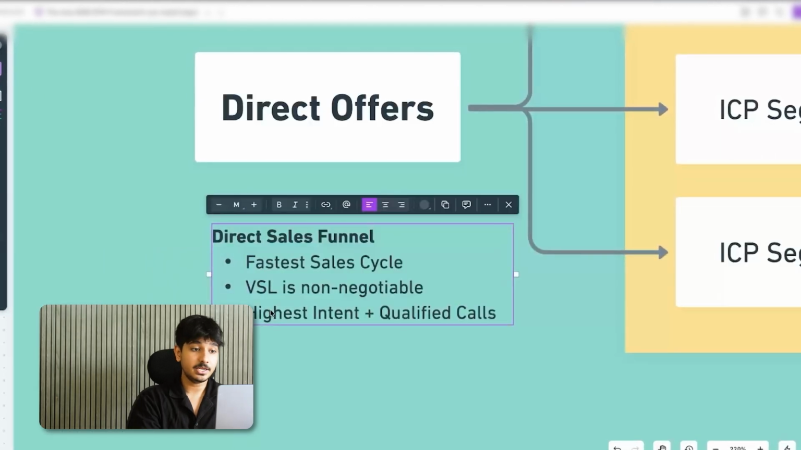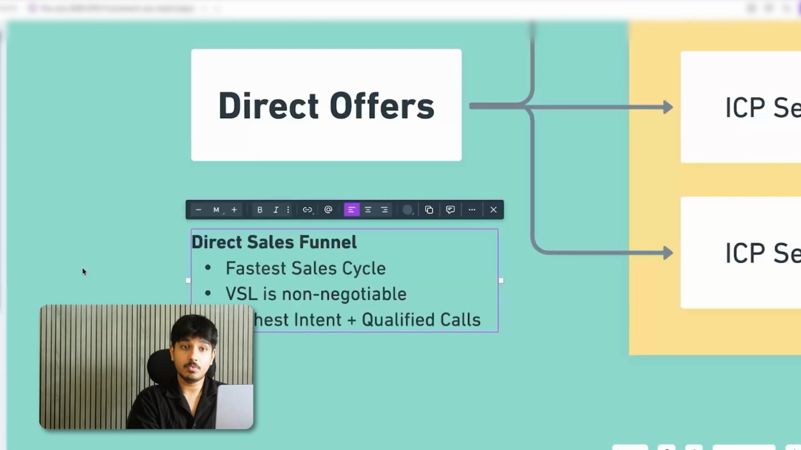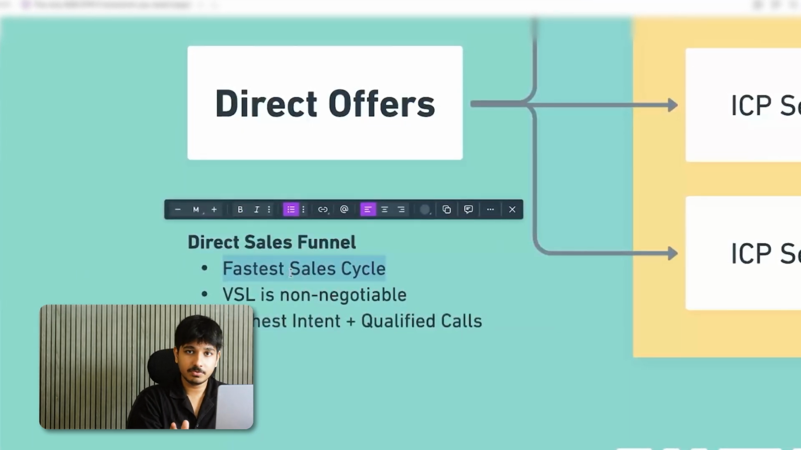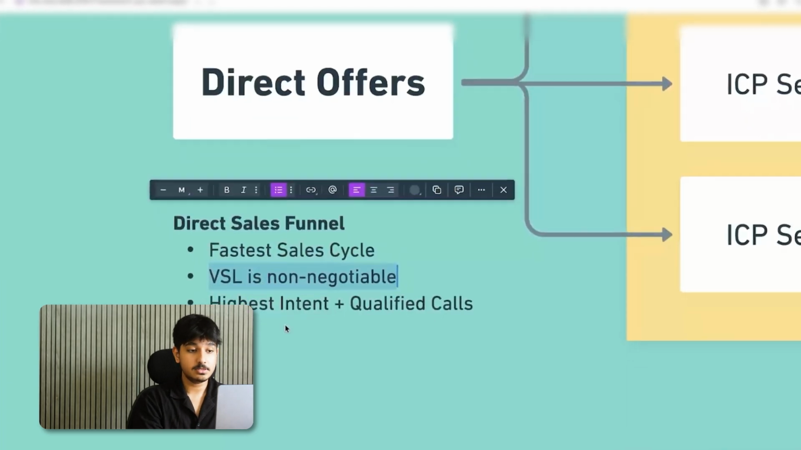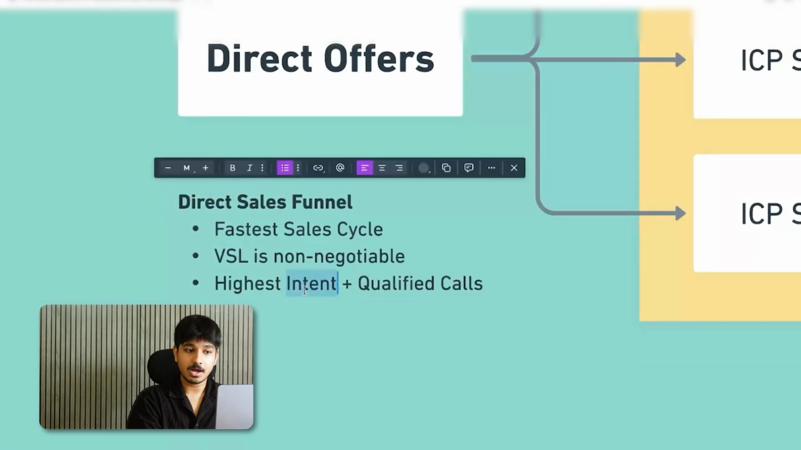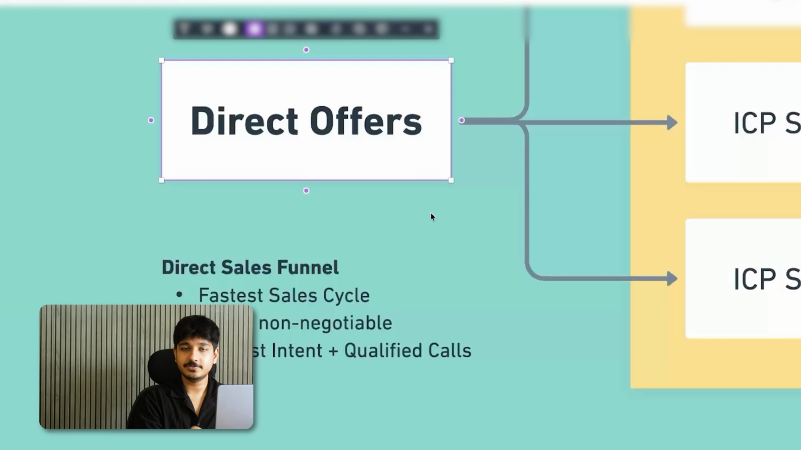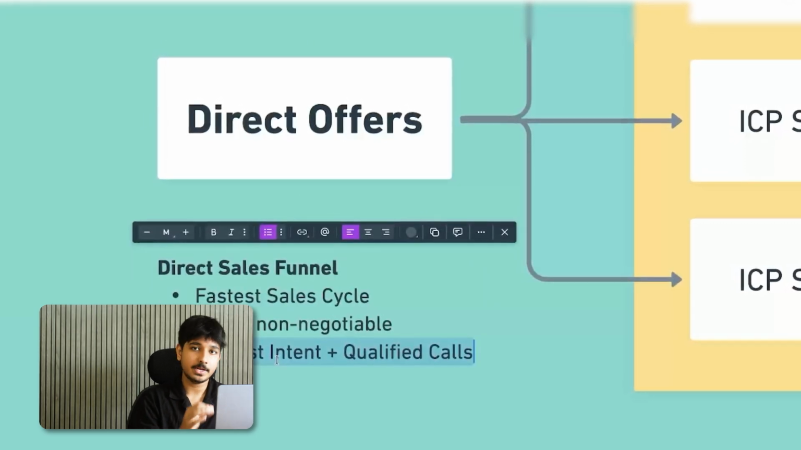Or if there's any trending service or any AI related service which is trendy right now, it would work really well. Now, the good part about direct sales funnels is that these are the fastest in terms of sales cycles. It's really quick. You need to have a VSL because VSL landing pages will sell really well in these direct offers, and you'll get the highest intent leads and qualified calls because these people have said yes only because they actually have intent. They actually want that service right now.